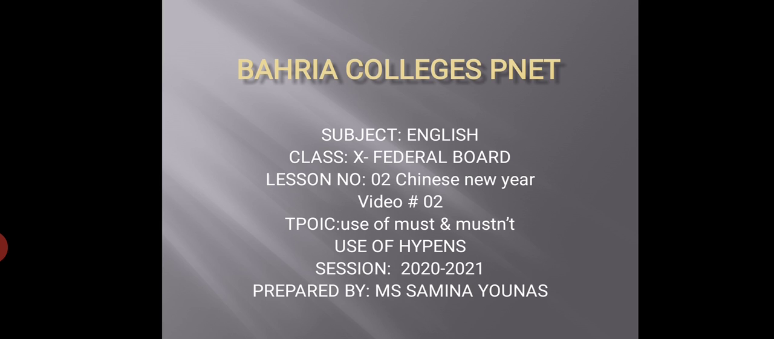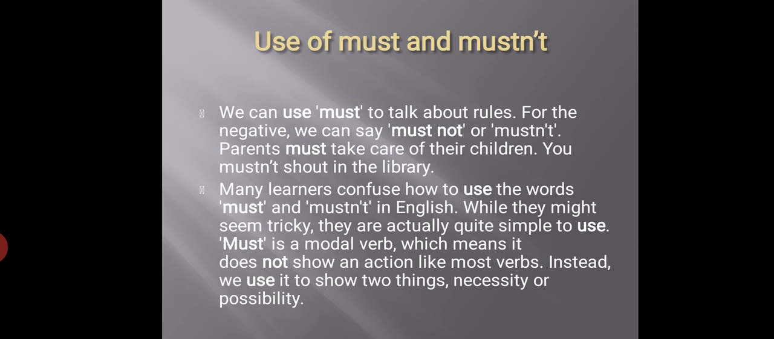My name is Samina Yunus, and today I am going to explain some grammar portion of Unit 2 from the English book of Metric Federal. The unit name is Chinese New Year, and the grammar which I am going to explain is the use of must and must not, and also the use of hyphen. So first of all, the use of must and must not.